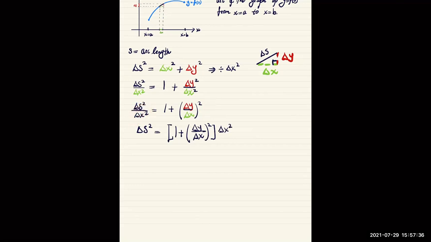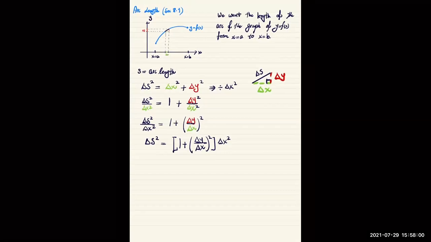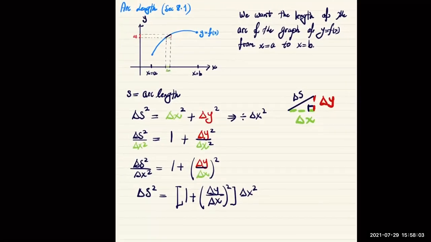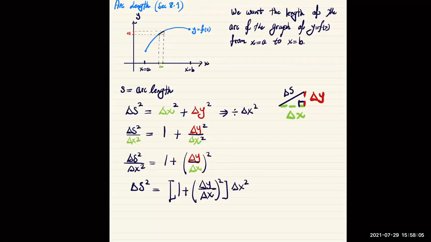We are basically factoring out, if you want to think of it that way, a delta x squared. If I factor out a delta x squared from this equation, I get this equation. I could have done it that way, but we just rewrote this equation like that. Again, this equation gives us an expression for this tiny length.